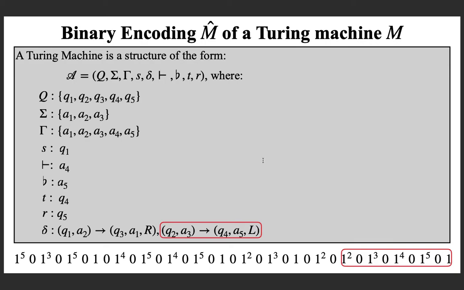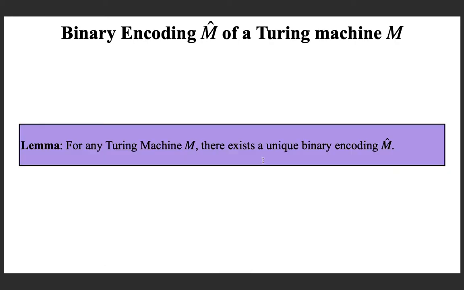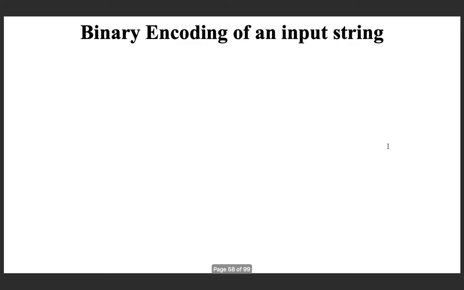So this is a binary encoding, and now we can generalize and formulate it as a lemma, saying for any Turing machine M, there exists a unique binary encoding hat M. So hat M in this lecture is going to represent a binary encoding of the Turing machine M. I hope you are getting it, and now proceed and see a binary encoding for an input string.